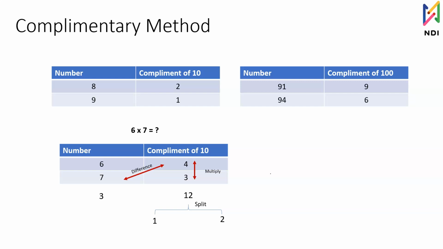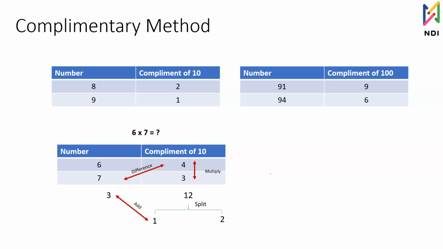So what do you do? You split this number, 1 and 2, right? Split it as 1 and 2. And what do you do with the 1? You go and add this, like a carryover. So what is the answer? 3 and 1 is 4. You already have 2. The answer is 42, right?